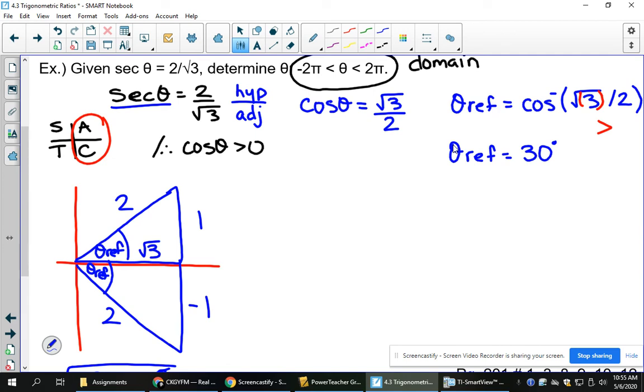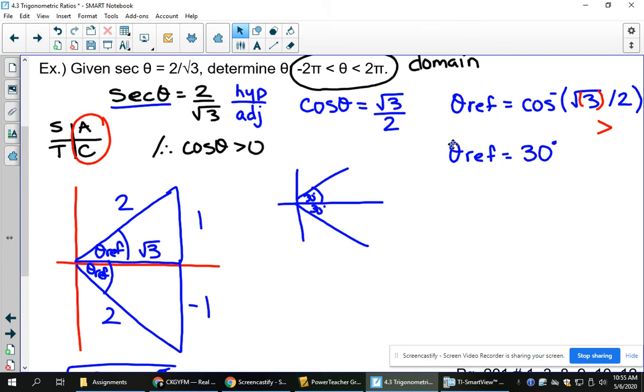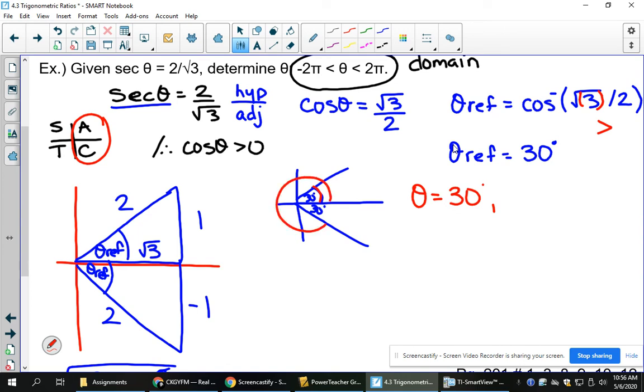Now we're in quadrant 1 and 4. Okay, so this is 30 degrees. The angle in standard position for something in quadrant 1 is the reference angle. So 30 degrees is one of our answers because we're in quadrant 1. Sometimes it isn't one of our answers if we're not in quadrant 1. The angle down in quadrant 4 is this whole angle here, which is a full circle minus the reference angle. So 360 minus 30 is 330 degrees.